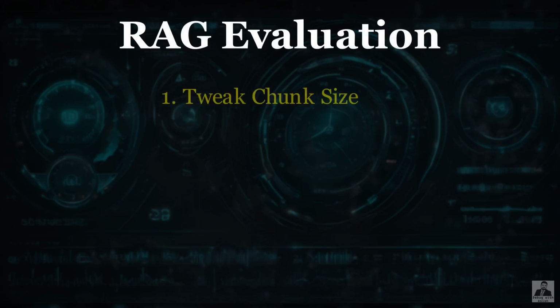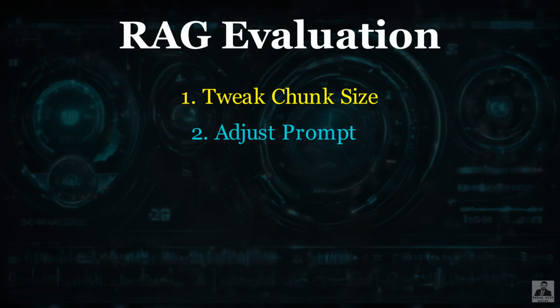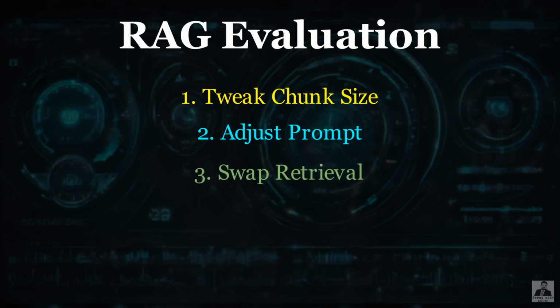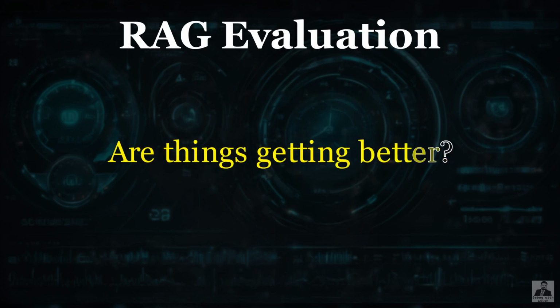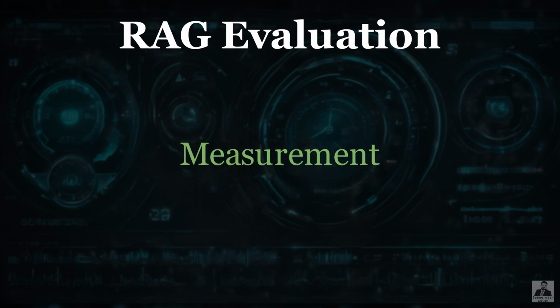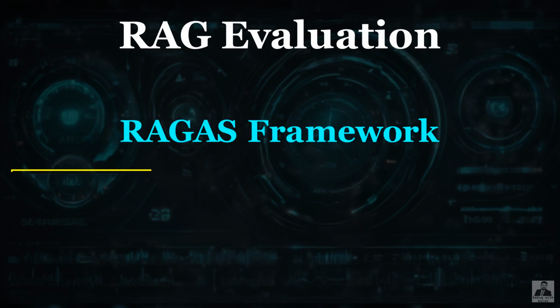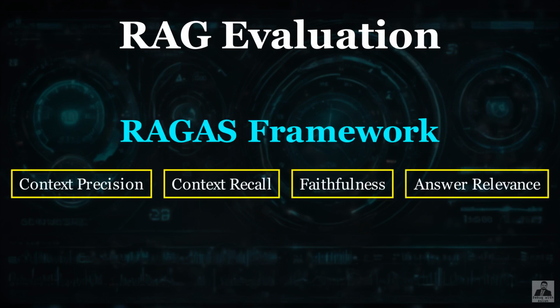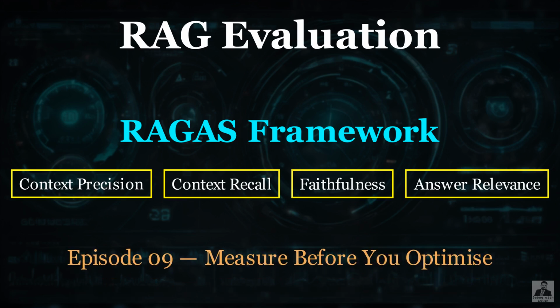You have been tweaking your chunk size, adjusting your prompt, and swapping retrieval strategies. But how do you actually know if things are getting better? Without measurement, you are just guessing. RAGAS is an evaluation framework that gives you 4 concrete scores for your RAG system. In this episode, we set it up, run a full evaluation, and learn how to read the results.